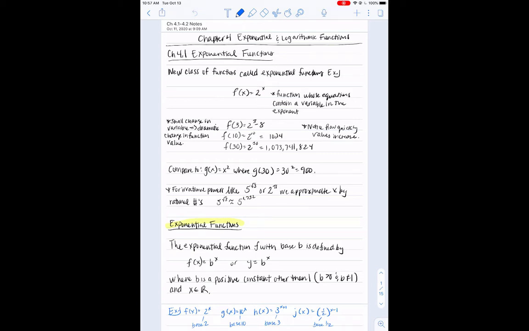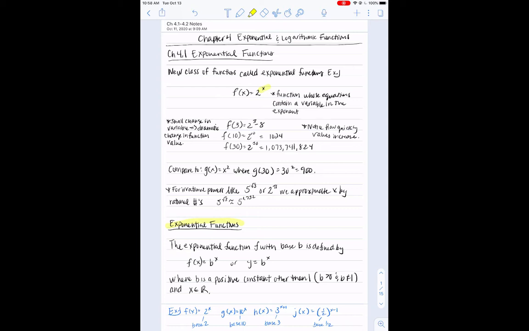So here's an example. We have f of x equals 2 to the x. These kinds of functions are functions whose equations contain a variable in the exponent, and we can see here that our variable is x. The difference between these exponential functions and our normal polynomial functions is that here a small change in the variable is a dramatic change in the function value. So notice how quickly our values increase.